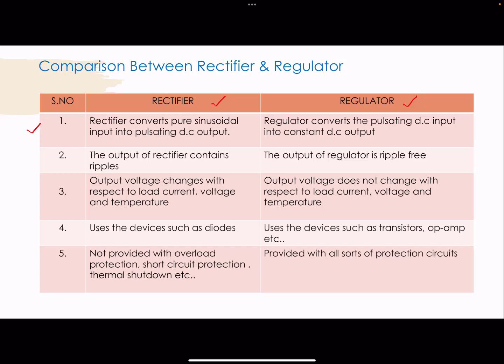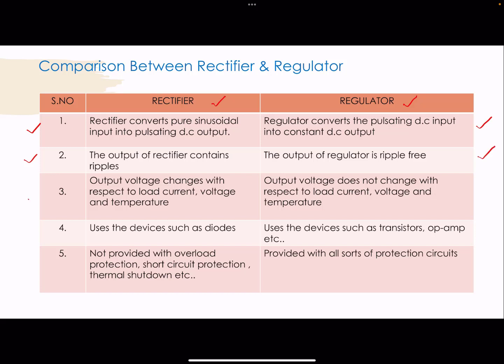The first point is, in the case of rectifier, it converts pure sinusoidal input signal into pulsating DC output signal, whereas in the case of the regulator, it converts a pulsating DC input signal into the constant DC output signal. Second point is, in the case of rectifier, the output of the rectifier contains the ripples, whereas in the case of the regulator, the output of the regulator is ripple free.